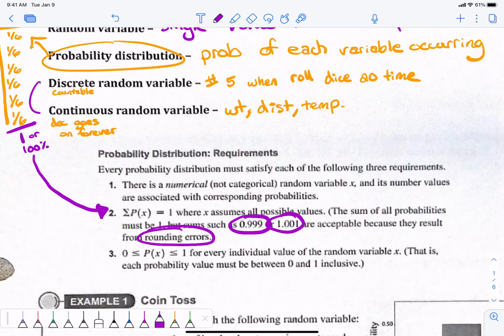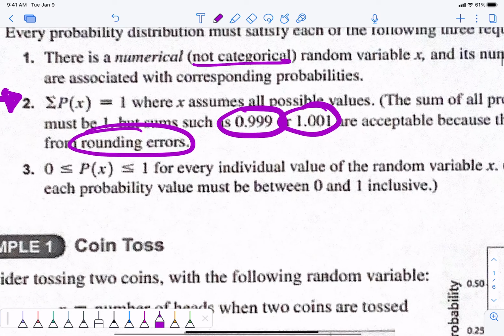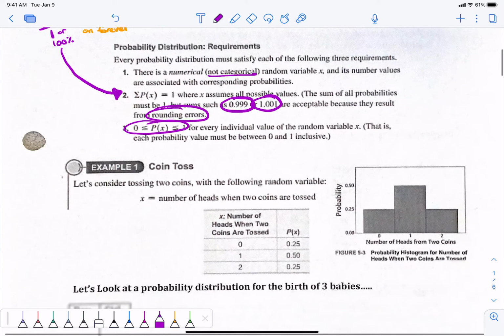Number 1, there is a numerical random variable, and we're not talking about categories like red, blue, green, whatever. We're talking about numerical values that we can set probabilities to. And then the probability for each one has to be between 0 and 1. You can't have probabilities that are negative or over 100%. Those are just common things that have to take place, okay? Good?